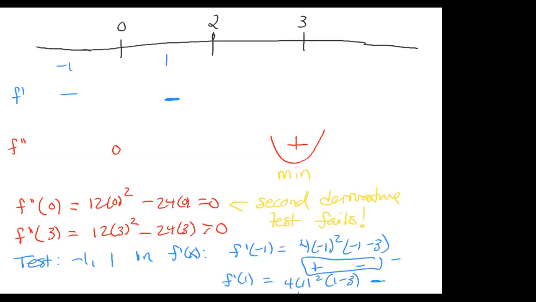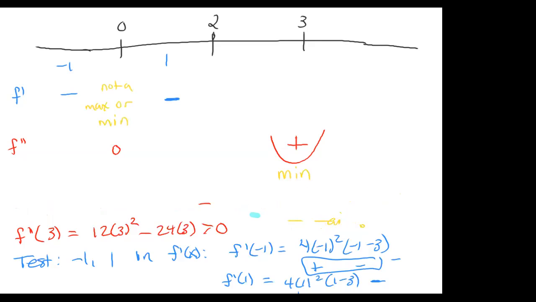Well, if that's the case, this is actually not a max or a min. Not a max or a min. First derivative test didn't work, second derivative test didn't work. If both of those tests fail, this is not a max or a min. Okay. So there's those.